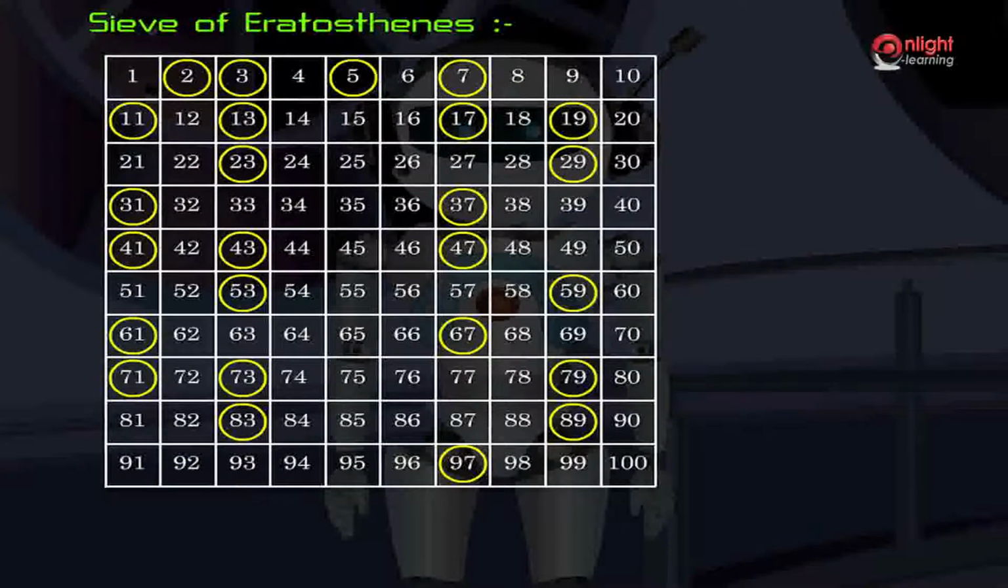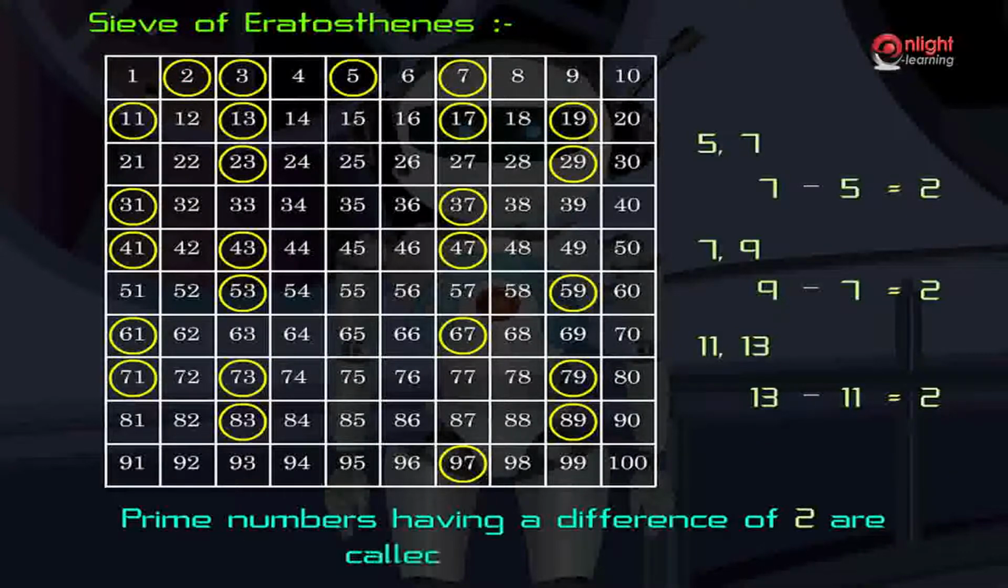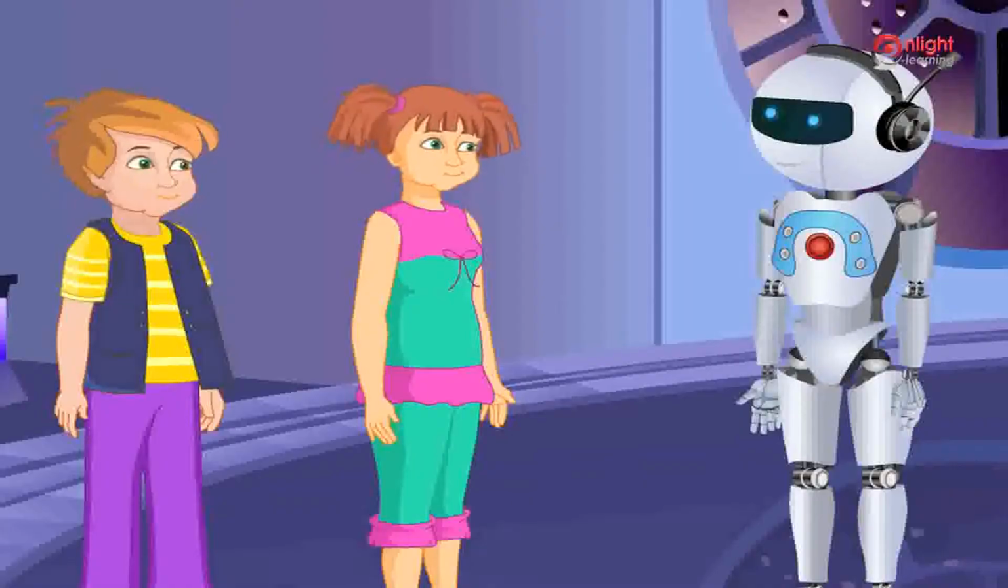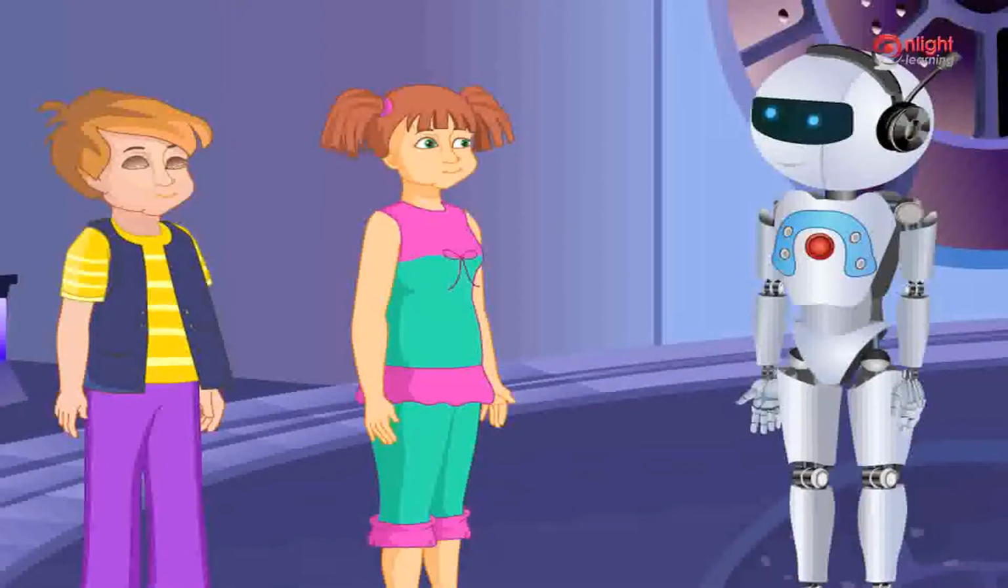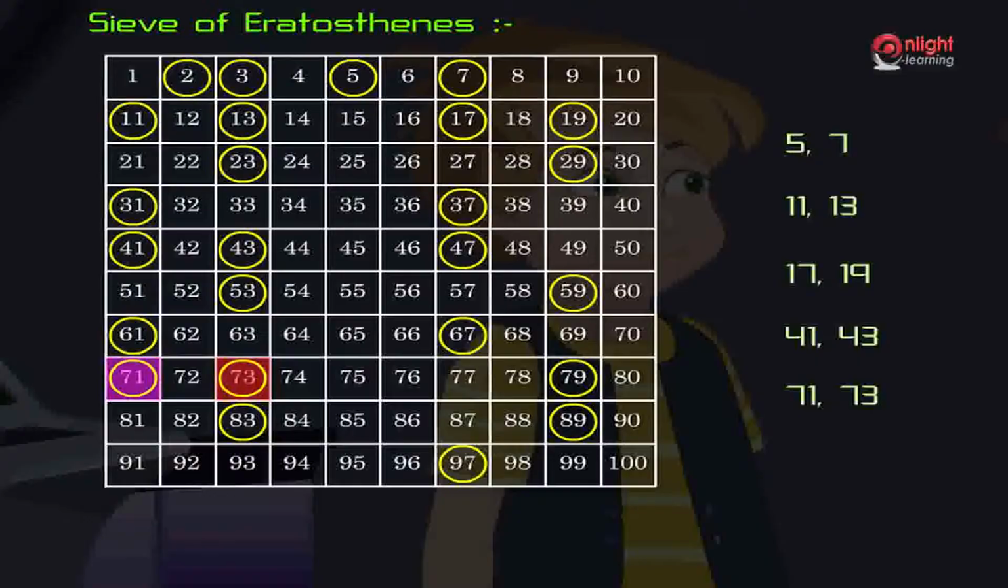Look at this pair of numbers, 5 and 7, 11 and 13, etc. These pair of numbers is prime and the difference between them is 2. Such numbers are called twin primes. Prime numbers having a difference of 2 are called twin primes. Can you find all the twin primes from 1 to 100? 5 and 7, 11 and 13, 17 and 19, 41 and 43, 71 and 73.